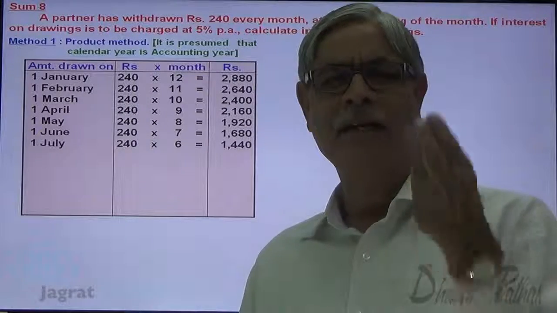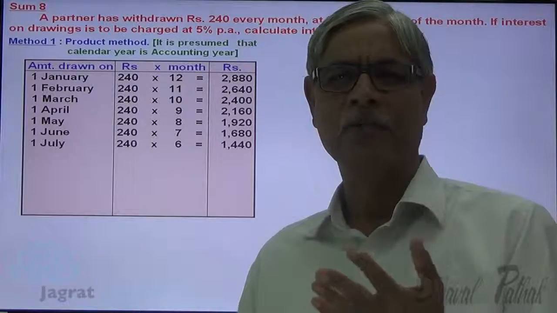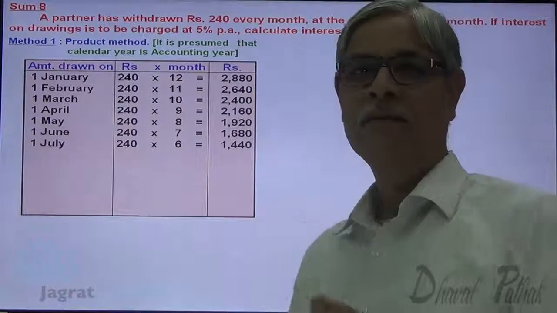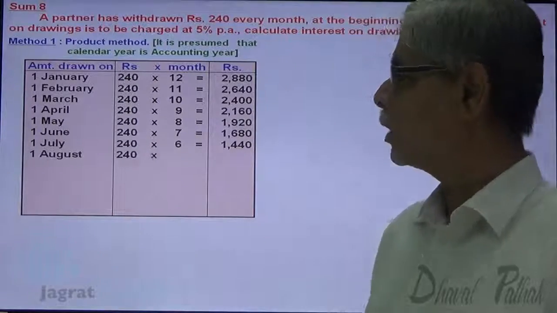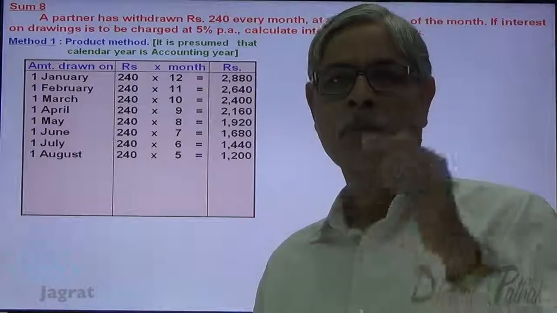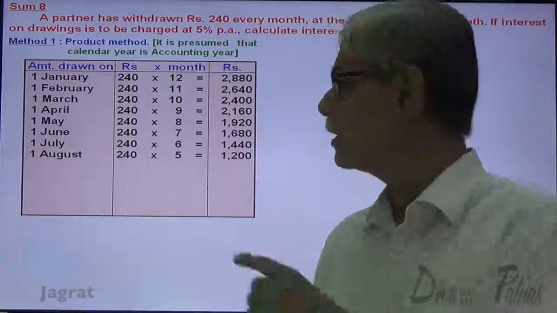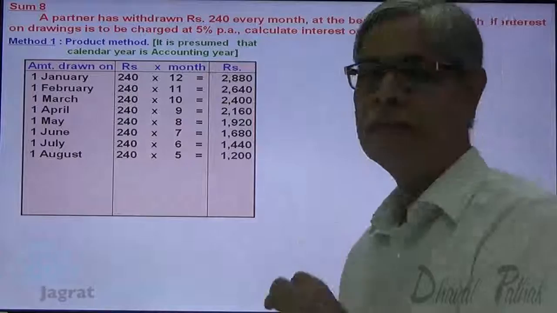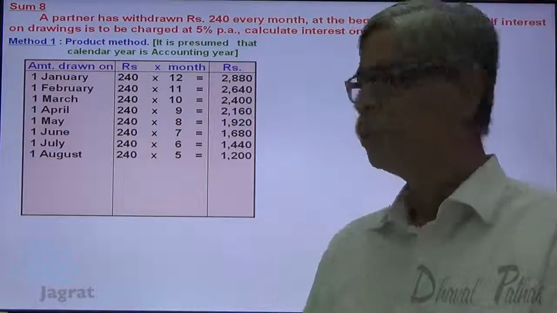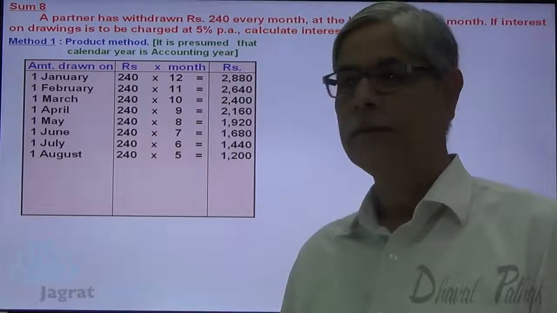May be 5% rate, may be 6% rate, may be 8% rate. Interest rate may differ, but the product is same. On 1st of August, interest gets calculated for 5 months. 1st August to 31st of December, 5 months. 240 into 5 months, 1200. So 5 months interest on 240 is equivalent to 1 month's interest on 1200.